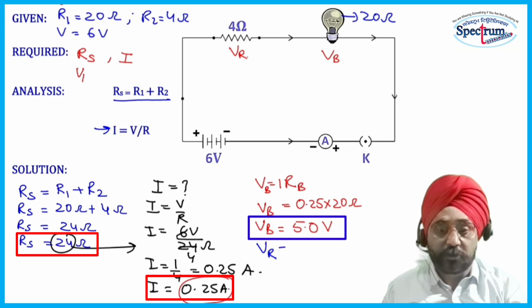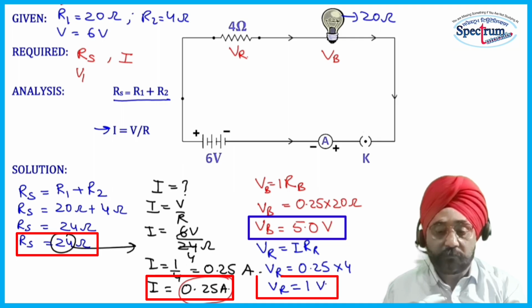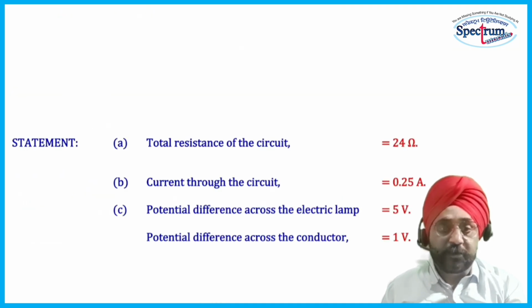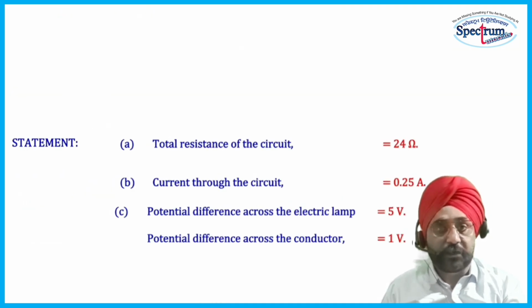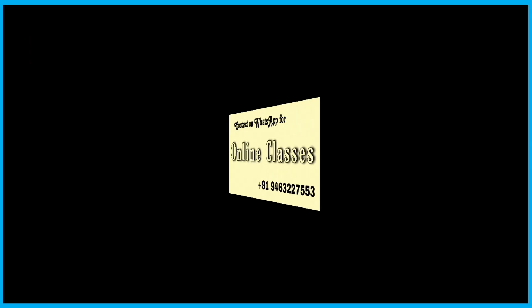VR, the potential across the resistor, is I RR: current is the same 0.25, resistance 4 ohm, giving 1 volt. Writing the statement: total resistance of the circuit is 24 ohm, current through the circuit is 0.25 ampere.